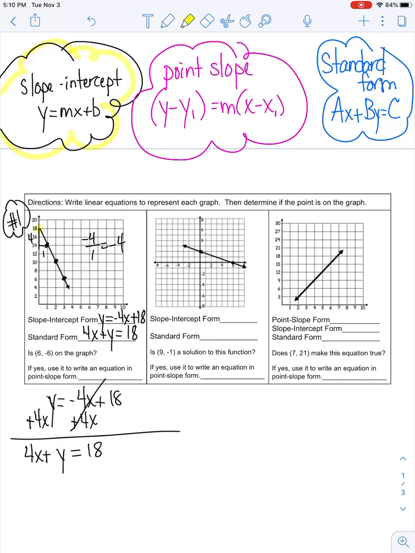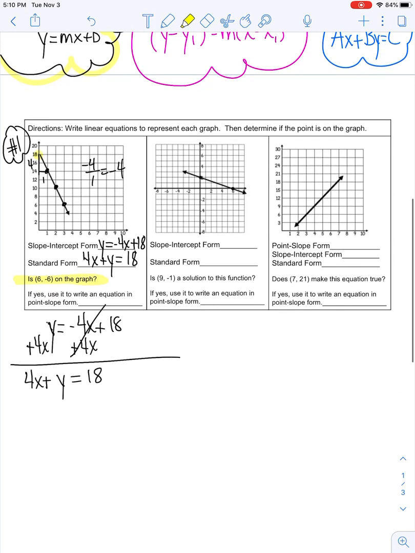Now let's get to this part right here. It says, is (6, negative 6) on the graph? In order to determine that, I have to write the equation first, which thankfully I've already done. You can pick any form of this equation that you want to test the point. Just remember, the first number is your x, the second number is your y. If I plug this in and it makes the equation true, then it is on the graph. It's a solution to the graph.